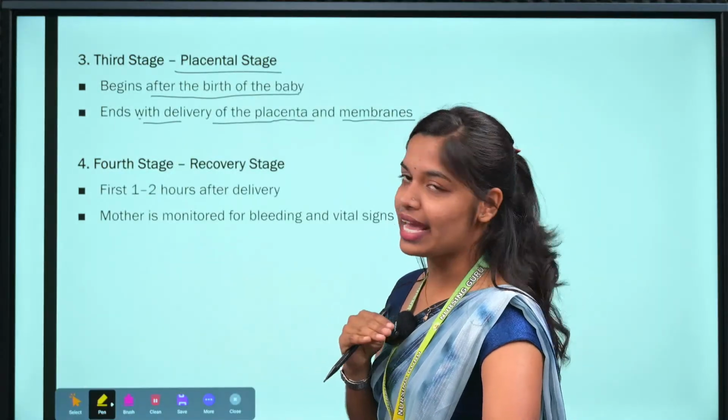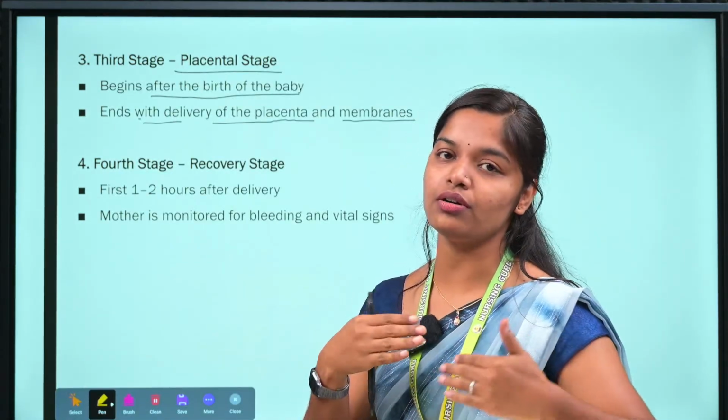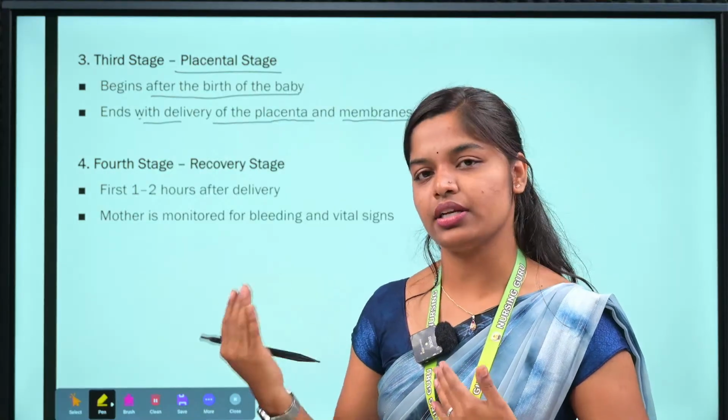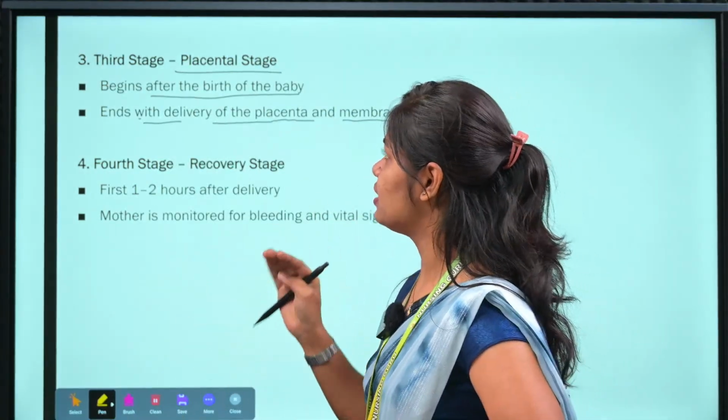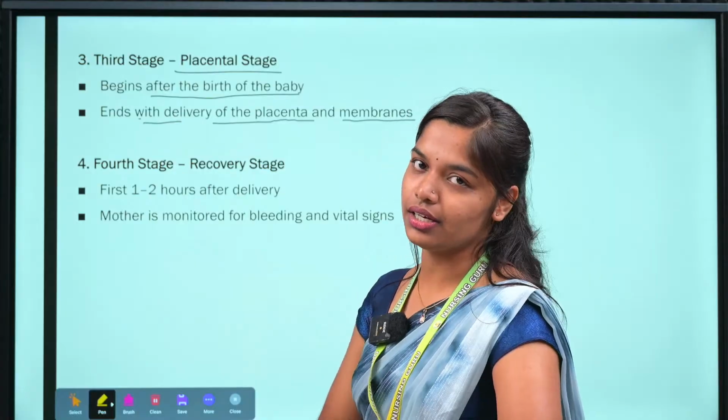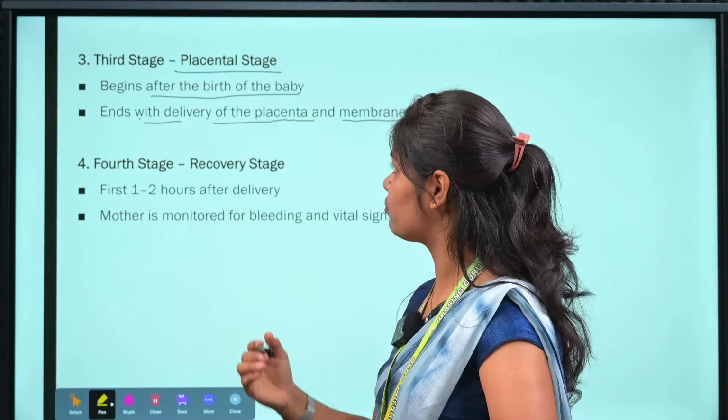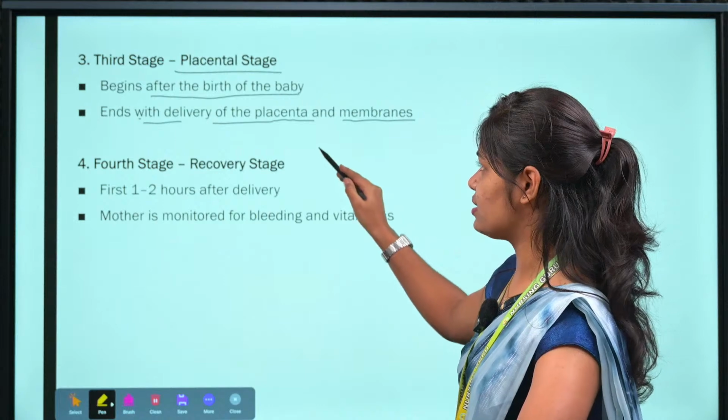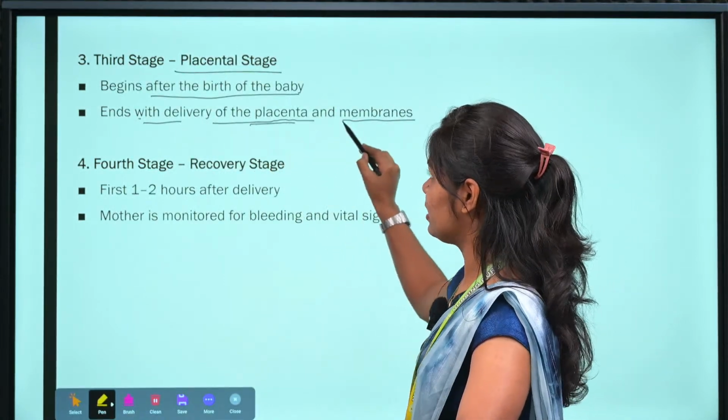Second stage was expulsion stage. Here it begins with the cervical dilatation and ends with the delivery of the baby. Third stage, placental stage. Here it begins with the delivery of the baby and ends with the delivery of the placenta and the membranes.